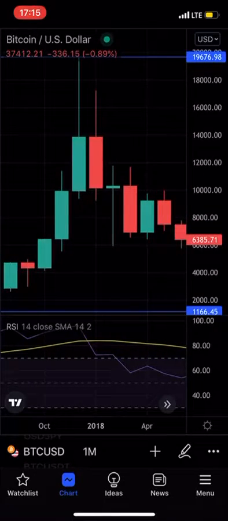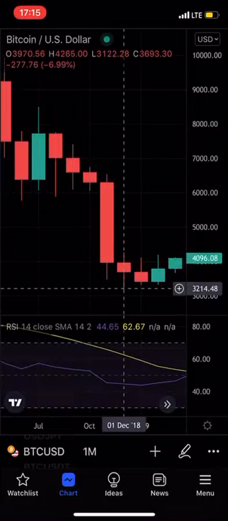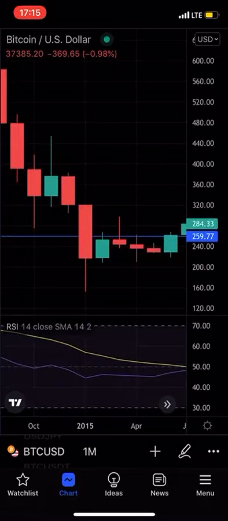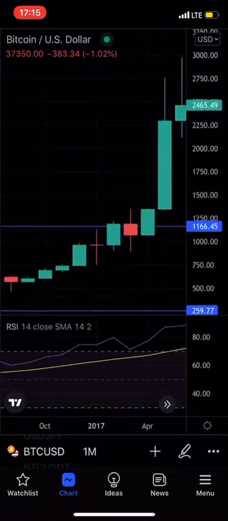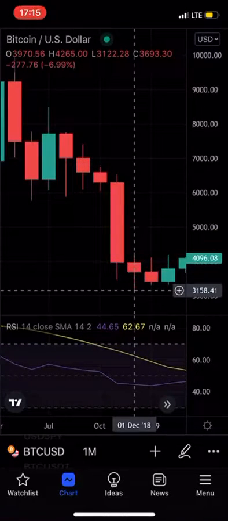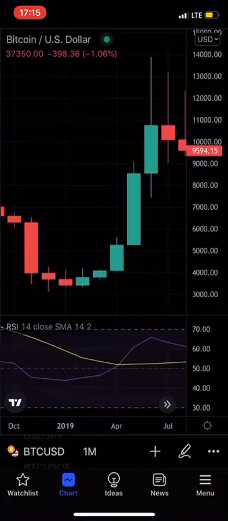So this was the start of the 2018 bear market, and this was the bear market bottom in December 2018. The RSI was at 44. Isn't this just too much of a coincidence? January 2015, RSI bear market low 44. December 2018, bear market low, RSI 44. This is actually too much of a coincidence, as you can see.